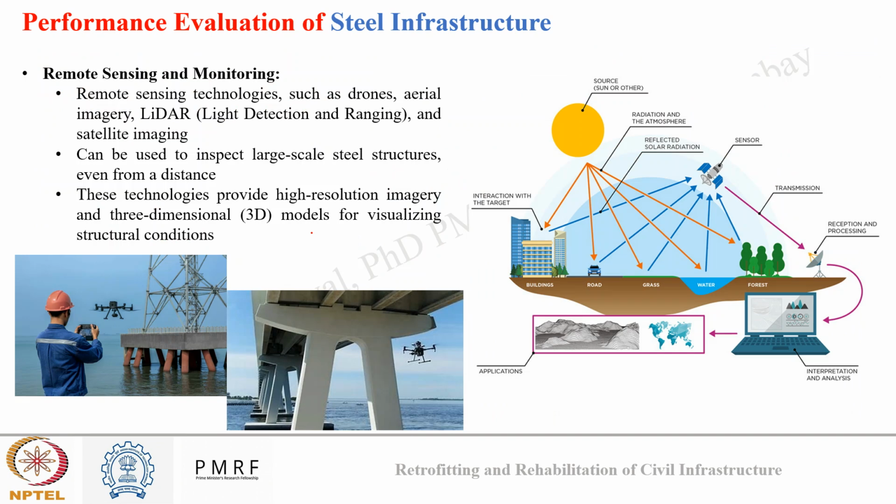Another way to conduct NDT inspection is remote sensing and monitoring. So it involves use of drones, aerial imageries, lidars, and say satellite imaging, and it can be used to inspect large-scale steel structure or even from a distance. These technologies provide high-resolution images and 3D models to visualize structures critically, as can be seen in the images below.